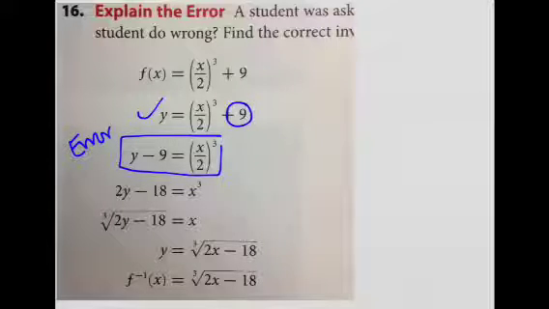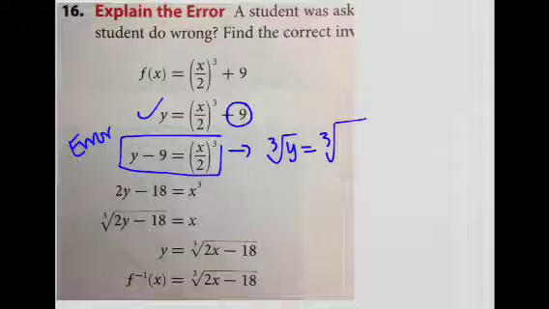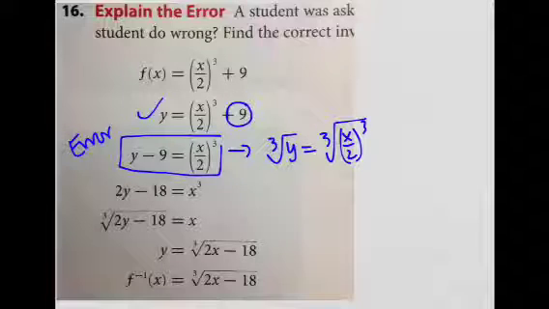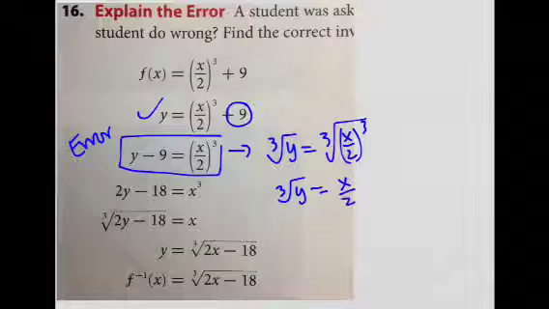He or she multiplied by 2, but it's too early because it's still cubed. You have to get rid of the cube first. So what should have happened here is the cube root of y equals the cube root of x over 2 cubed. That's what should have happened. So you get the cube root of y equals x over 2 because the radical's gone. Now you multiply by 2. And because it's outside of a radical, you have to put it in front of the cube root of y.